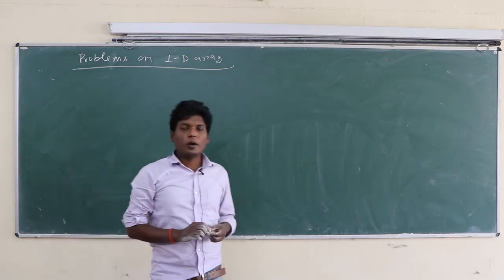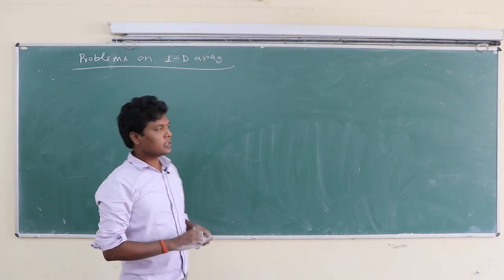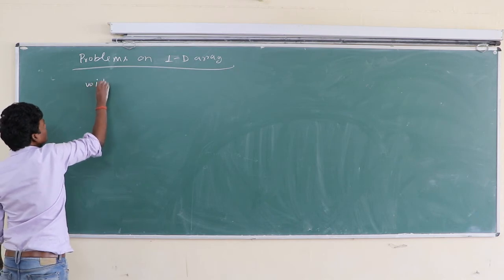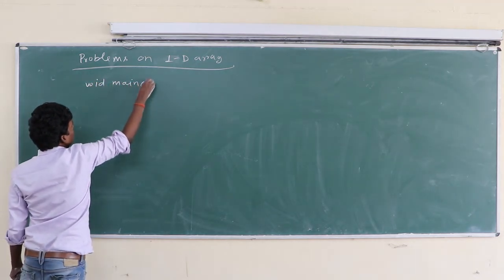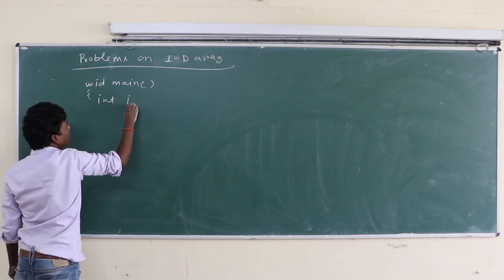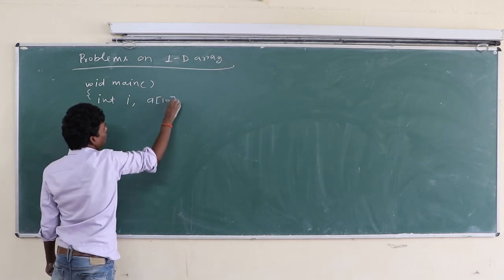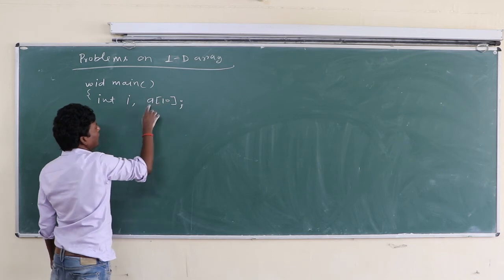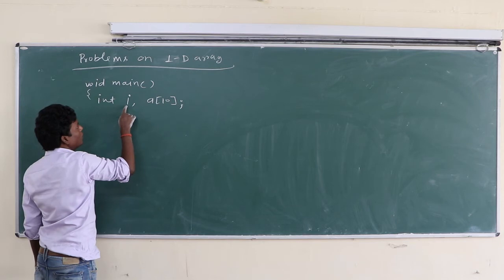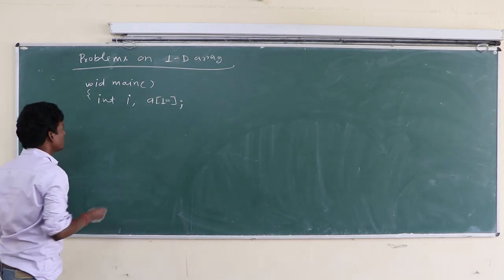The problem is: write a program in C to fill the array and print the array elements. Here void main, int i, a of 10. A is an array, i is a variable, both are integer type. This is the dimension. Okay class.